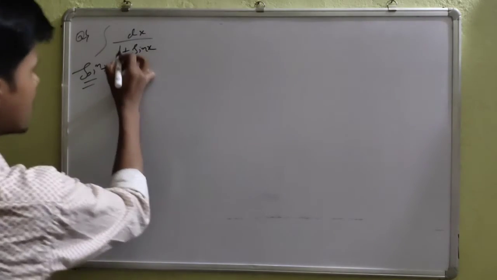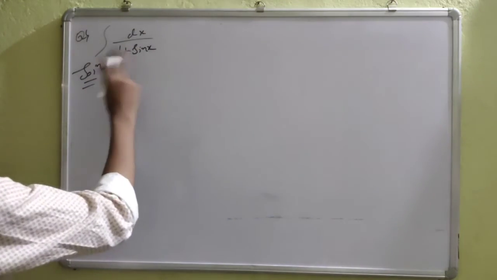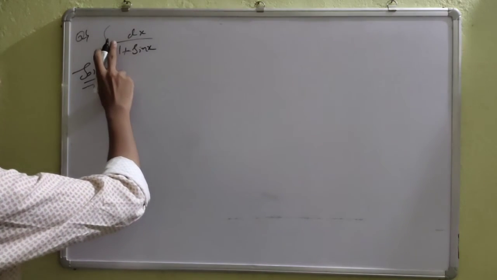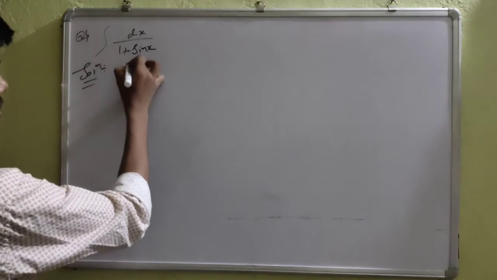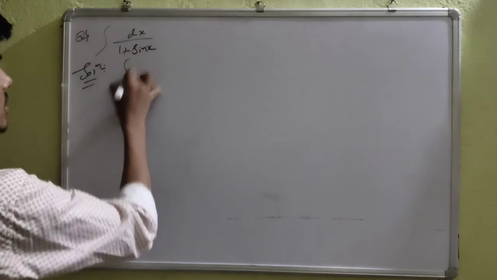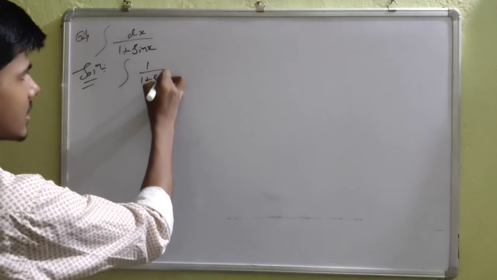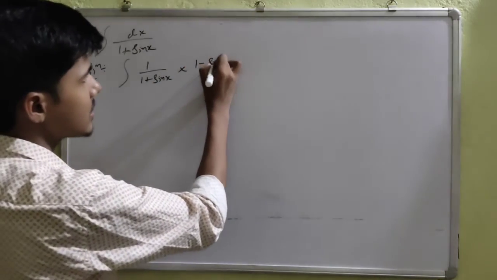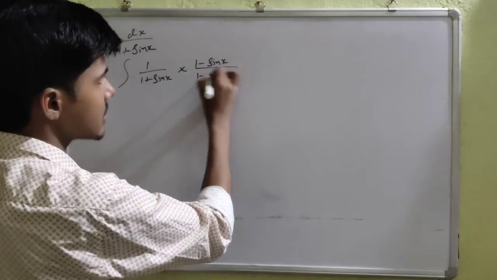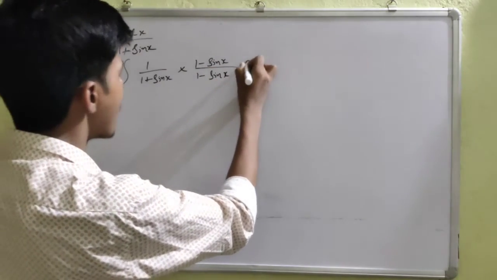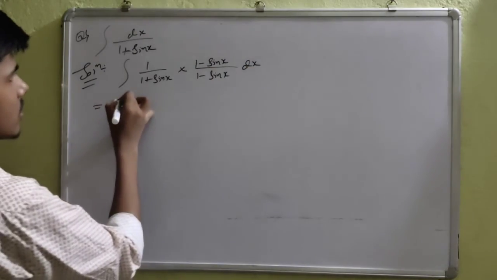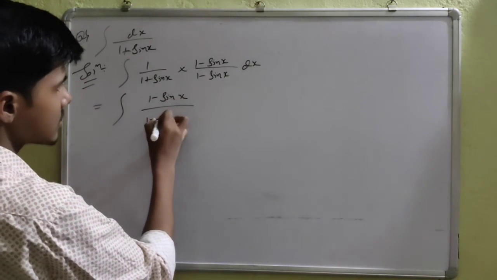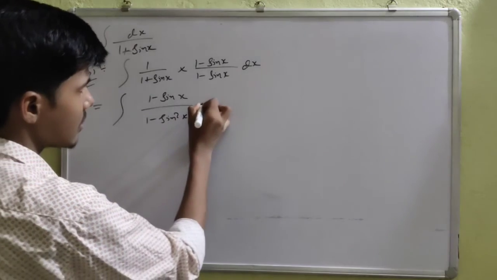Next question is integration of 1 upon 1 plus sin x dx. To solve this question, we have to rationalize the function 1 upon 1 plus sin x. So rationalizing this function, integration of 1 upon 1 plus sin x multiplied by 1 minus sin x in numerator and 1 minus sin x in denominator, we will get 1 minus sin x upon 1 minus sin square x dx.